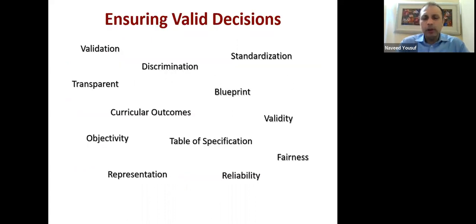And to make sure that we make valid assessment decisions, and give valid and reliable scores and results, we do all kinds of things. We look at curricular outcomes, the table of specifications, we make a blueprint, develop a valid exam based on the blueprint, try our best for standardization of the exams, fairness of the exams, objectivity of our marking schemes, rubrics, rating scales, to ensure reliability.